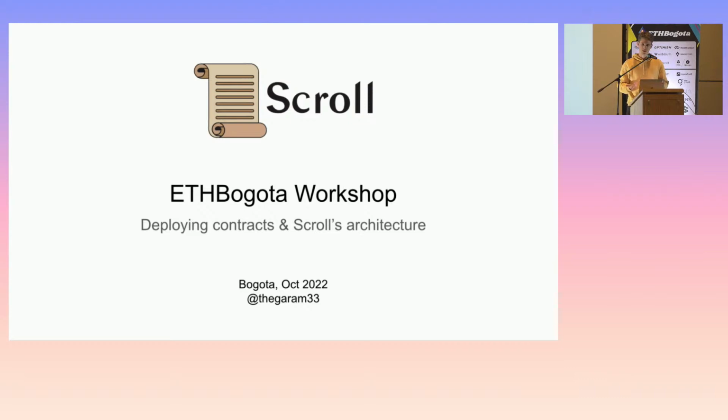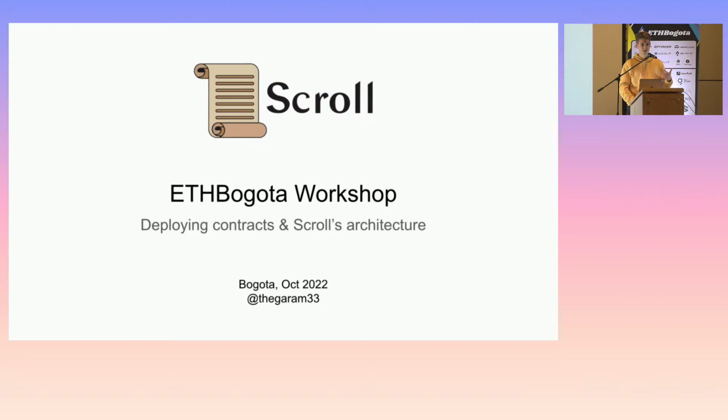And what is it? So Scroll is a layer 2 to Ethereum, and it's a ZK EVM-based layer 2. So our goal is to scale Ethereum. So we want to have more transactions, lower fees, while we maintain the same level of security as layer 1. So it's a ZK rollup. And why is it a ZK EVM? Basically, we want to maintain very high level of compatibility with layer 1.